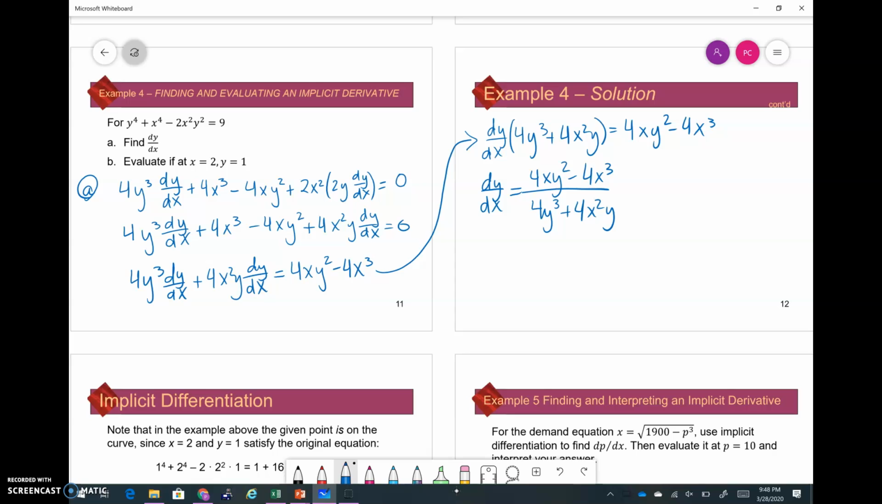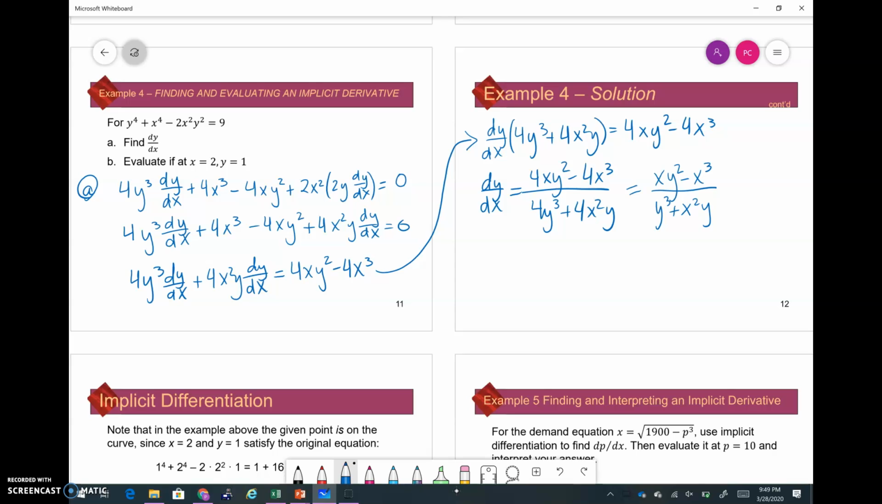Now at this point, if you can simplify the problem at all, go ahead and simplify it. I can take a 4 out of everything. So we're left with xy squared minus x cubed all over y cubed plus x squared y. Alright, so we're just taking the derivative, or simplifying as far as we can.